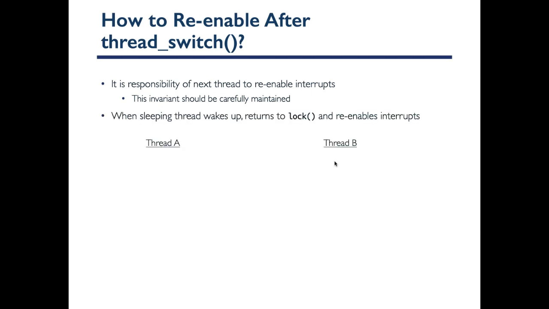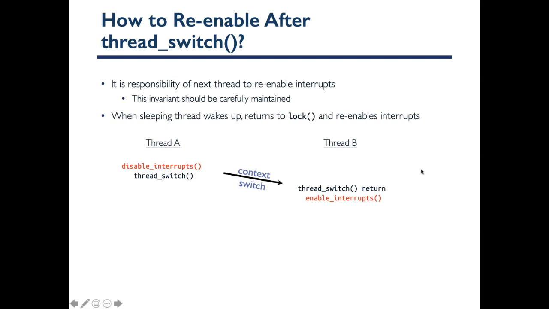Let's look at this example. Let's say we have two threads. Thread 1 disables interrupts and then calls thread switch. At this point, you have a context switch. Thread B wakes up from its own thread switch. The first thing that this thread should do right after it comes out of thread switch should be enabling interrupts. And then this thread does some work, and at some point it also disables interrupts, calls thread switch. We context switch, we come back.